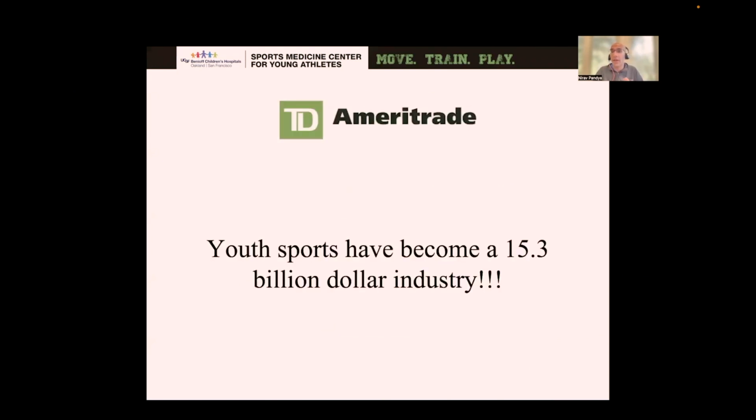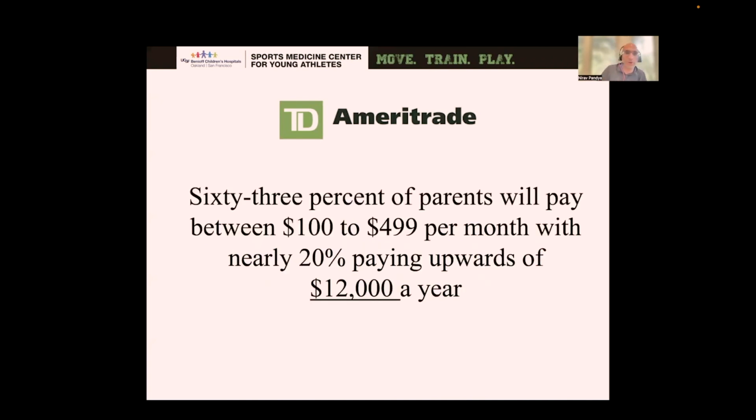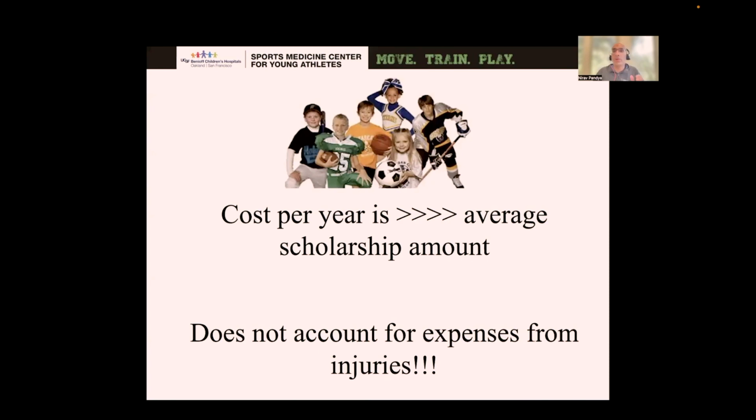And right now, it's $15.3 billion. Like I said, $20 to $30 billion over the next couple of years. Now, the issue is that 63% of parents will pay between $100 to $499 per month, with nearly 20% paying upwards of $12,000 a year. The cost per year is much higher than the average scholarship amount, and this doesn't account for the expenses from injuries.